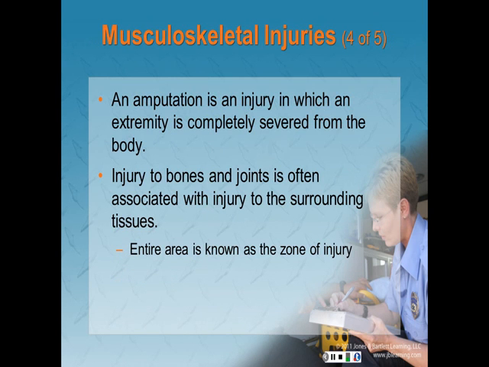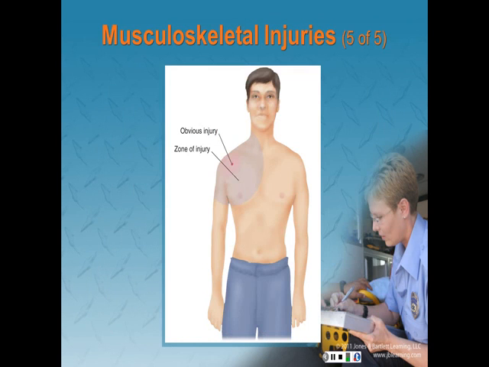Injuries to bones and joints are often associated with injury to the surrounding soft tissues, especially the adjacent nerves and blood vessels. The entire area is known as the zone of injury, and you should not focus on a patient's obvious injury without first completing a rapid scan to check for associated injuries, which may be even more serious. Mechanism of injury.